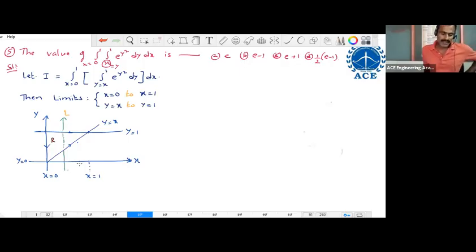Another way: changing the order is the same as changing the limits. Changing the limits is the same as changing the line. According to the given limits, the line is parallel to the y-axis. If the given line is parallel to the y-axis, you have to change the line to parallel to the x-axis. We are changing the line from parallel to y to parallel to the x-axis so that we can get new limits only. This is the diagram according to the given limits.